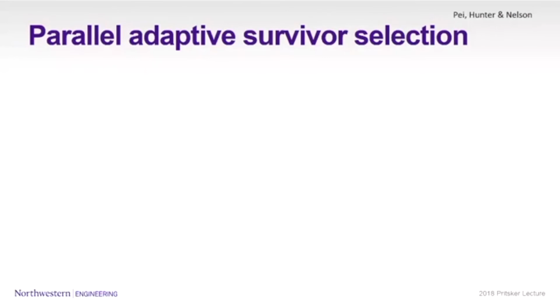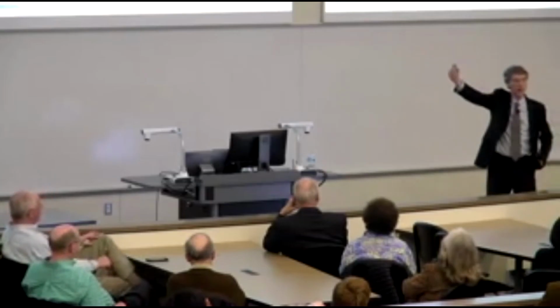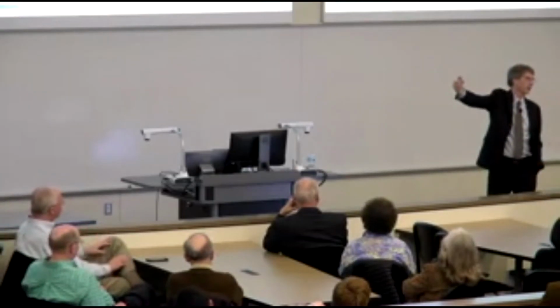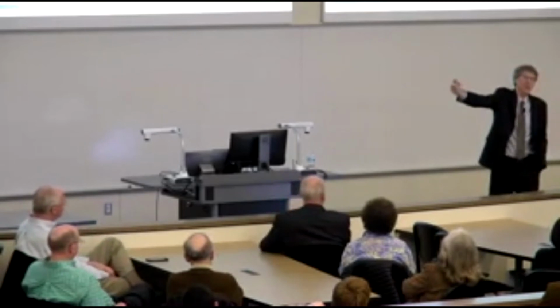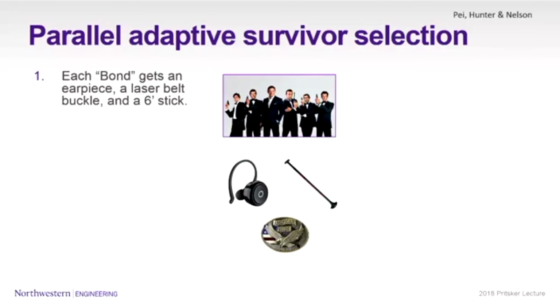What does it mean in terms of the Bonds? Each Bond gets an earpiece, a laser belt, and a 6-foot stick. What do you do with the 6-foot stick? Well, we're going to assume Ragu the Jackal is less than 6 feet. This is the shortest person in the room. It's going to be less than 6 feet, right? So there are the Bonds with their earpiece, their stick, and their American Pride belt buckle.